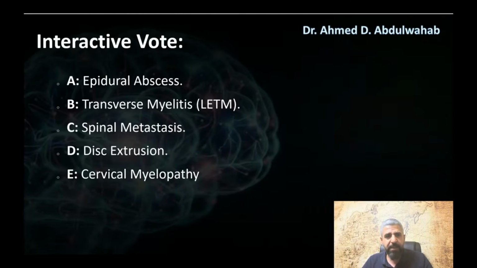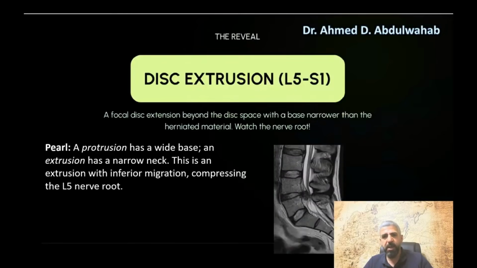And now, is it A, epidural abscess, B, transverse myelitis, C, spinal metastasis, D, disc extrusion, or E, cervical myelopathy? Of course, the answer is disc extrusion. At the L4-5 level, the answer is disc extrusion. Keep in mind, a protrusion has a wide base, while an extrusion has a narrow base or narrow neck. This is an extrusion with inferior migration.